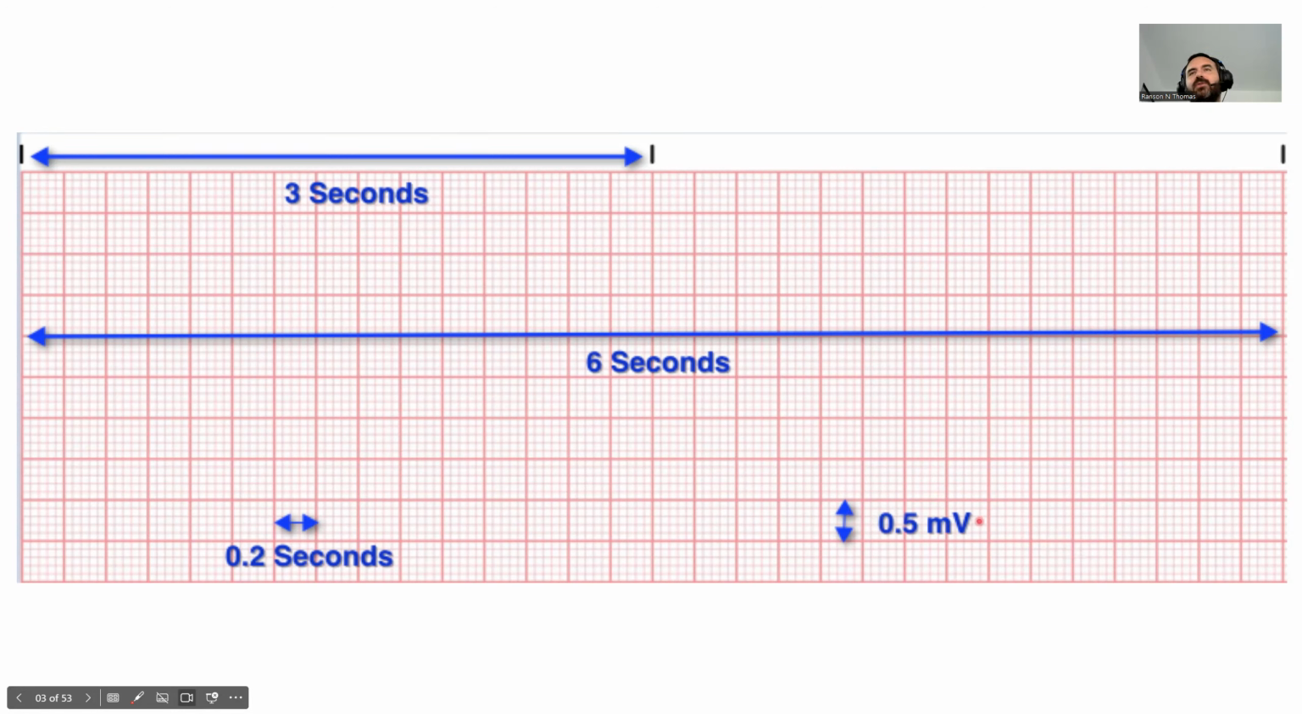There's also, it shows here, the voltage. We're not going to focus too much on the voltage. It's 0.5 millivolts, but there are things to know and understand about it. But usually when we talk about memorizing and remembering measurements for rhythms, the voltage is not usually as focused on. It's not quite as important.